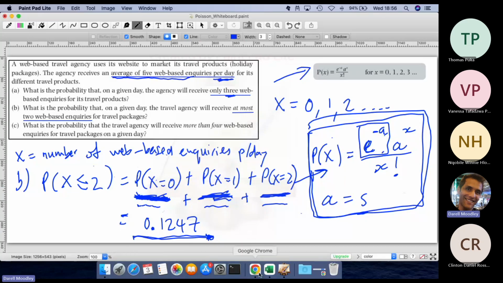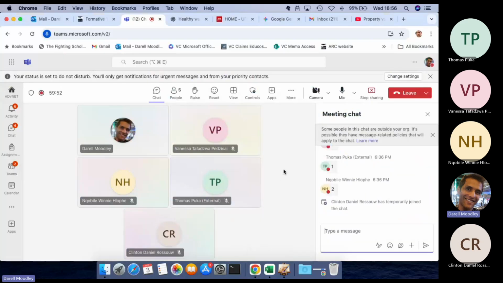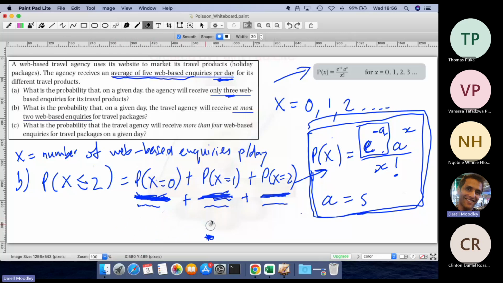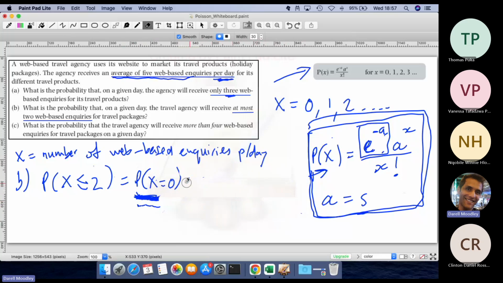I'm going to check the chat for any questions. Anything anyone's unsure about? Okay. The last question. Now, the last question is a bit tricky, so I really need you to follow what I'm trying to do here. And you really need to tell me if you're not understanding this. Now's your chance to tell me whether you're understanding this concept. Let me get to the question and I'll talk you through the solution.